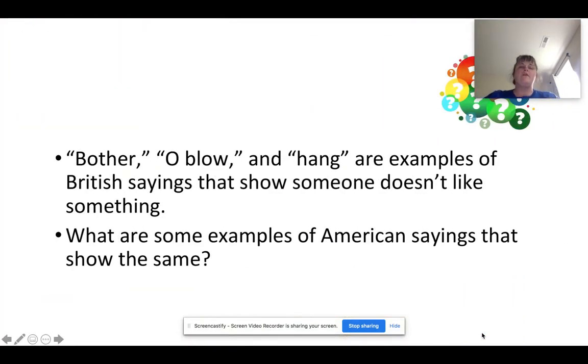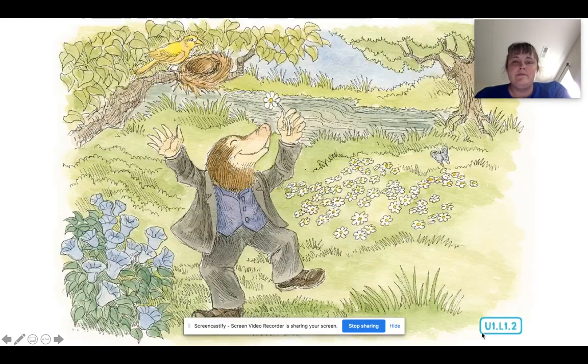So I mentioned bother, oh, blow, and hang are examples of British sayings that show someone doesn't like something. What might be some American sayings that show the same? Doggone it. That might be one.